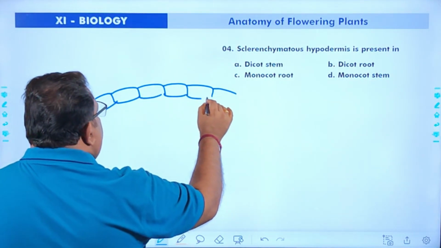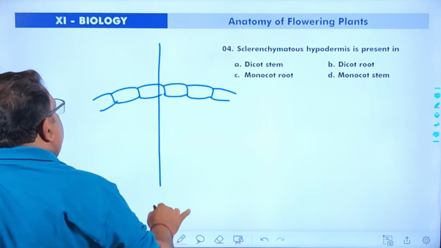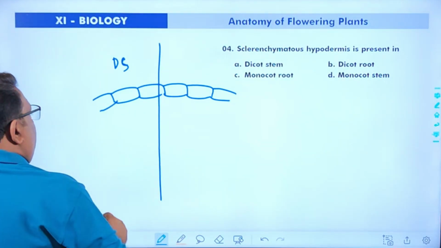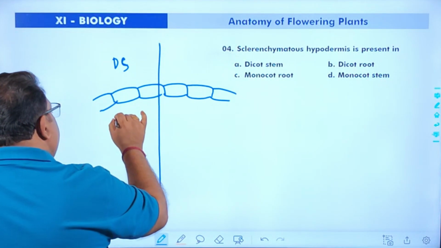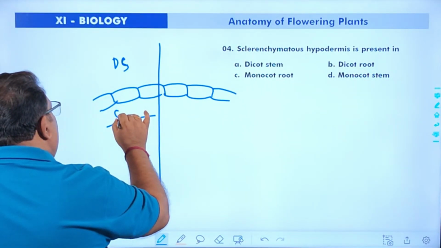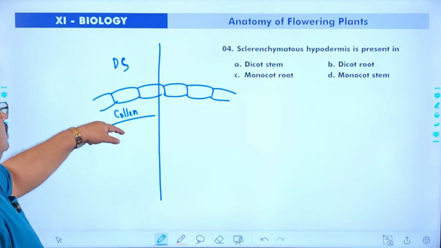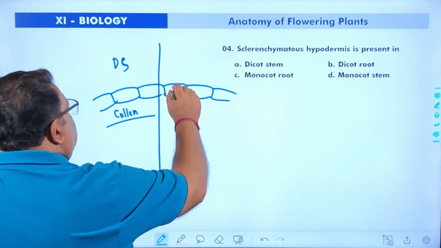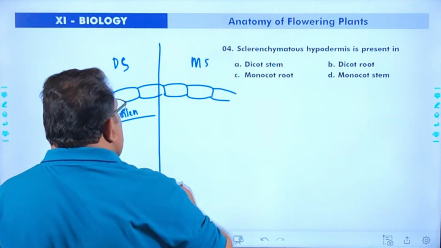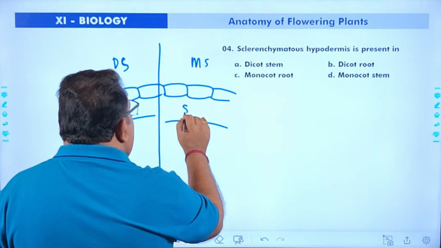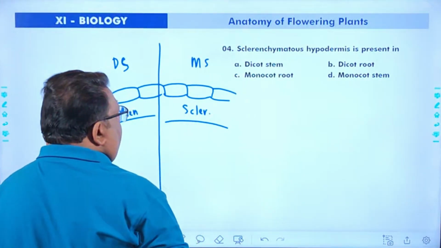This is the epidermis. In the case of dicot stem, you can see the tissue present just beneath the epidermis is made up of collenchyma. Collenchymatous hypodermis, dicot stem. In the case of monocot stem, you can see just beneath the epidermis, sclerenchymatous tissues will be there.